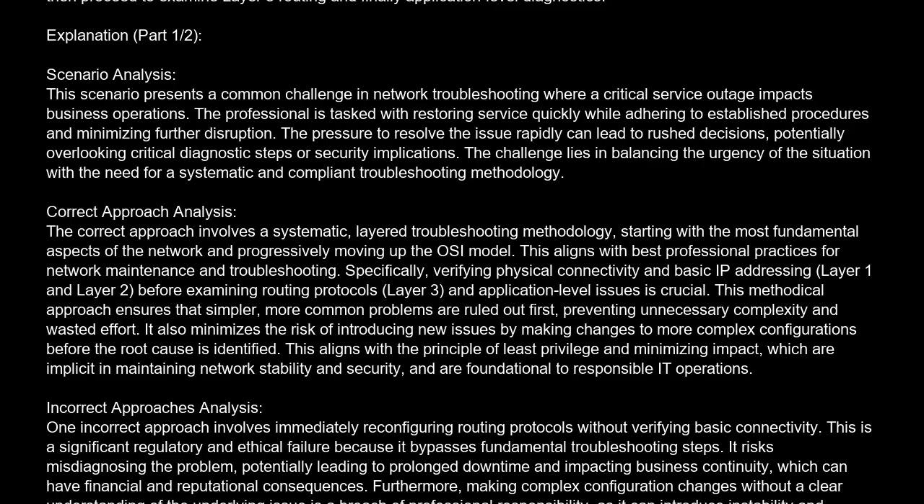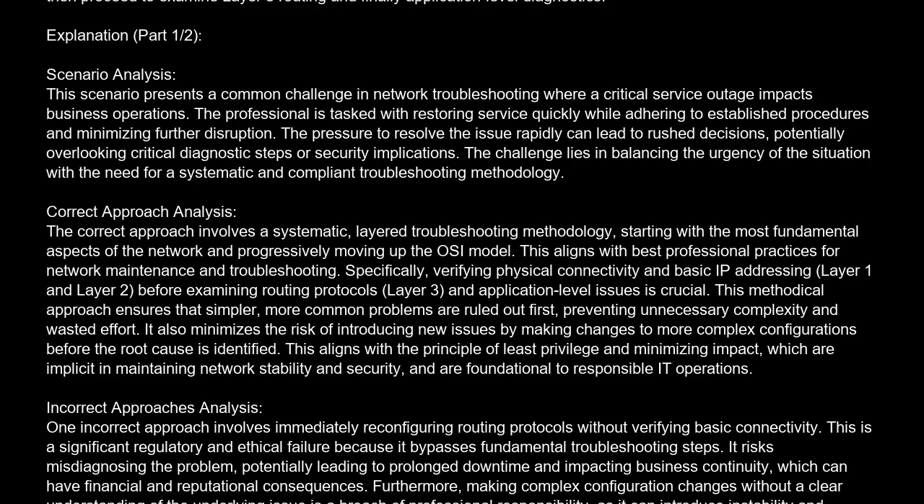Correct answer is B. Begin by verifying physical layer connectivity and basic IP addressing for the affected servers and network devices, then proceed to examine Layer 3 routing and finally application-level diagnostics. Explanation: Scenario analysis. This scenario presents a common challenge in network troubleshooting where a critical service outage impacts business operations. The professional is tasked with restoring service quickly while adhering to established procedures and minimizing further disruption.